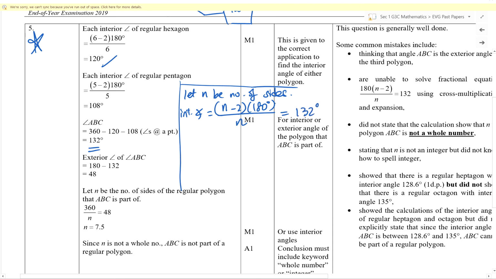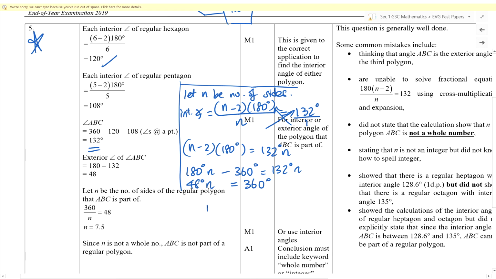So now our objective is to solve this equation. So this is 132 degrees over 1. We cross multiply this way. We obtain (n - 2) times 180 equals 132 degrees times n. Expand on the left hand side, 180 degrees times n minus 360 degrees equals 132 degrees times n. We subtract 132 degrees times n on both sides. We arrive at 48 degrees times n. On the other side, 360 degrees. So n will be 360 over 48, which gives us 7.5.